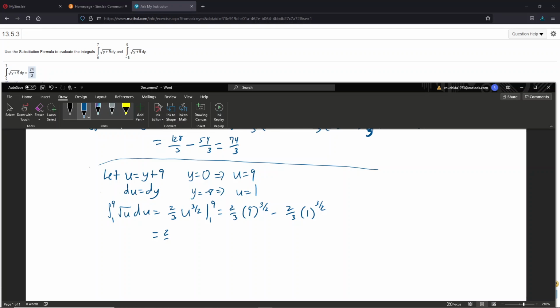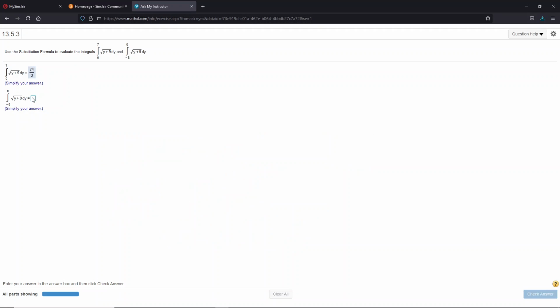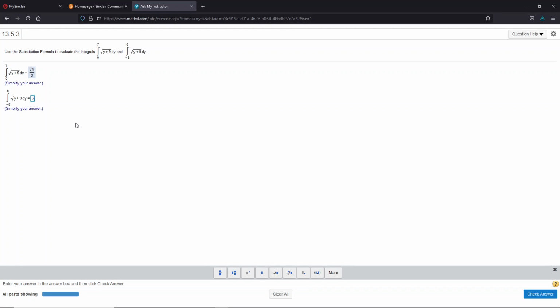Now, as we said before, it'd be 2/3 times 9 to the 3/2, which we said was 27, minus 1 to the 3/2, which is 1, so this will be just minus 2/3. So this would be 54 over 3 minus 2/3, so that would be 52 over 3. So checking our answer.